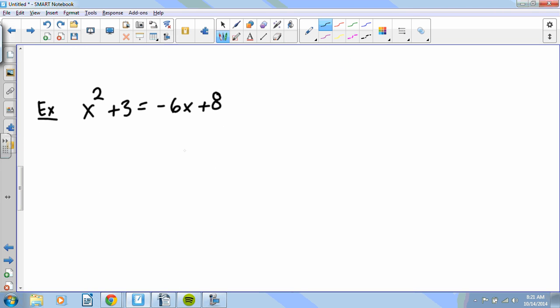Let's try another one. All right, so now again, I have to get it equal to 0 first. In this case, I have two terms I need to move, so I have to add 6x to both sides and subtract 8 to get us equal to 0 here. So that will leave me with x squared plus 6x minus 5 equals 0.